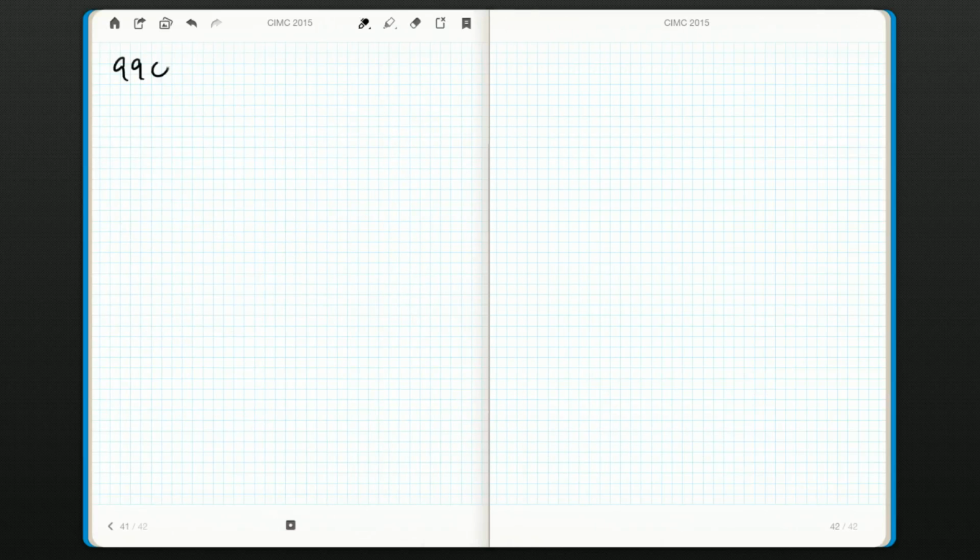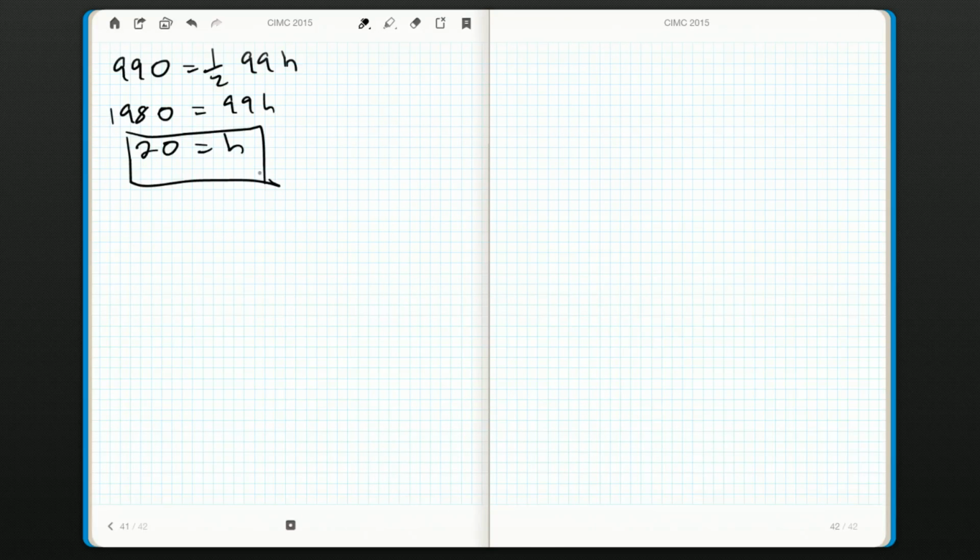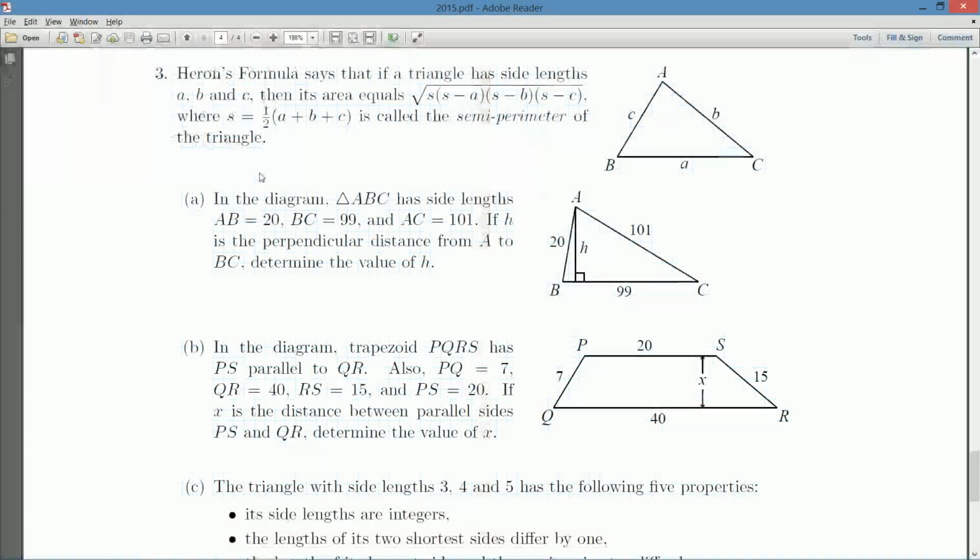So 990 is 1/2 times 99 times h. And if we multiply by 2 on both sides, we'll get 1980 is 99h. Divide by 99 on both sides, and we'll get 20 is equal to h. So the number that I predicted by foolishly doing Pythagoras' theorem, which I shouldn't have, and again, I apologize, I was doing that way too quickly, I still get a 20 here.